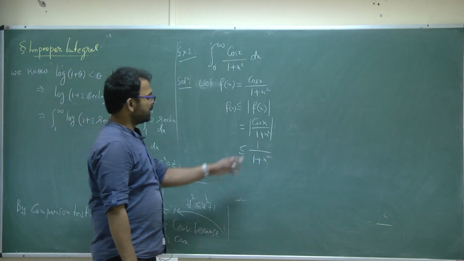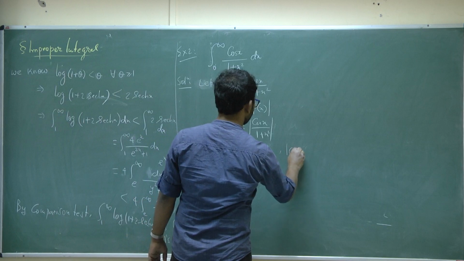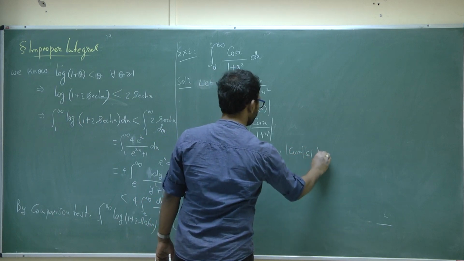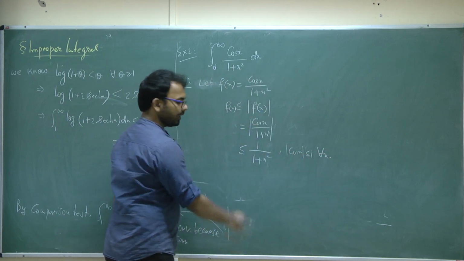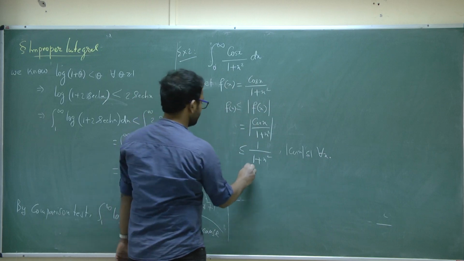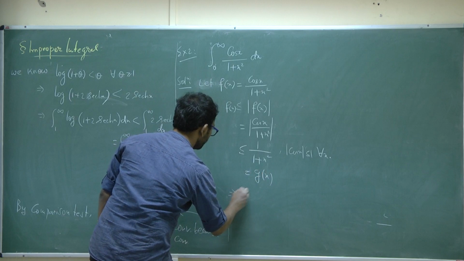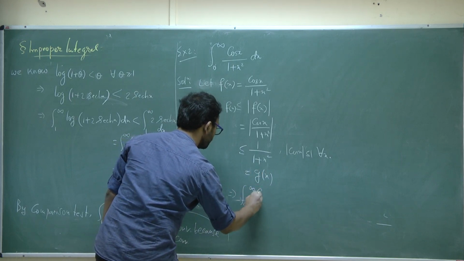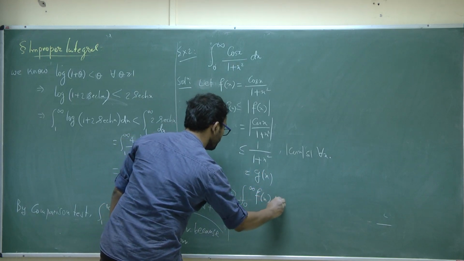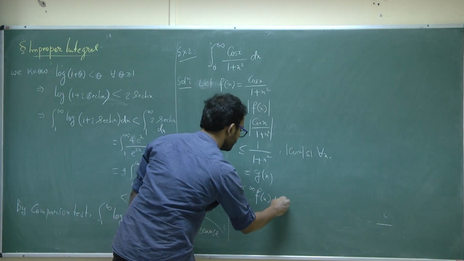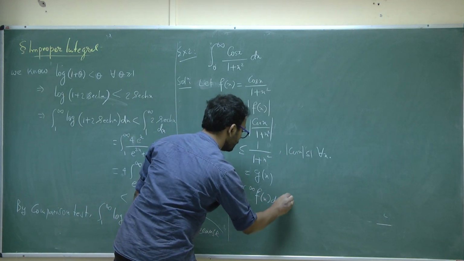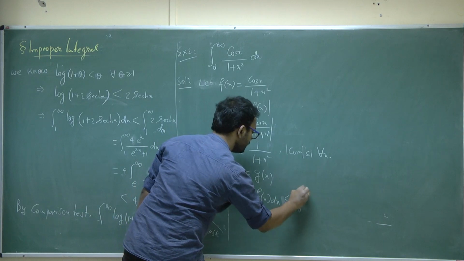Because mod of cos x is less or equal to 1 for every x, I will choose this as g of x. Choosing this as g of x, this will imply integral from 0 to infinity f(x) dx, which is cos x by 1 plus x square, is less or equal to integral from 0 to infinity g(x) dx.